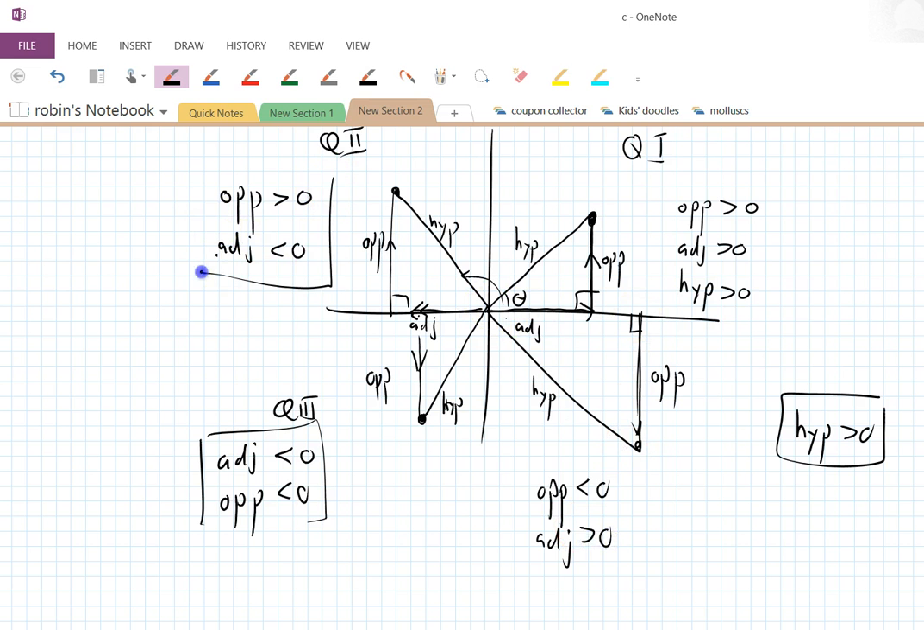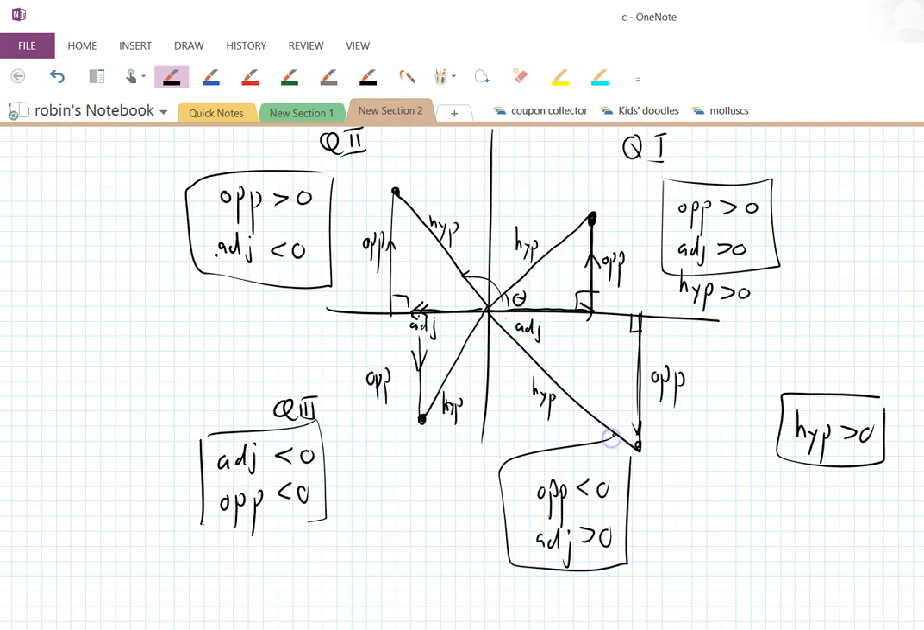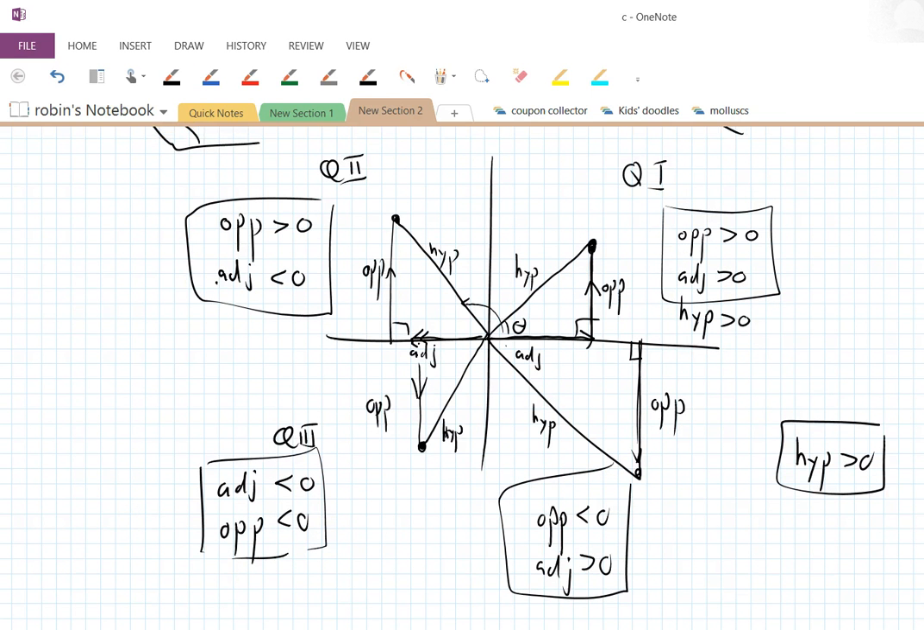So we've got this peculiar pattern of results here. The hypotenuse is always positive, so we don't need to worry about that. So now we're in a position to work out the sines and cosines of angles in all 4 quadrants.